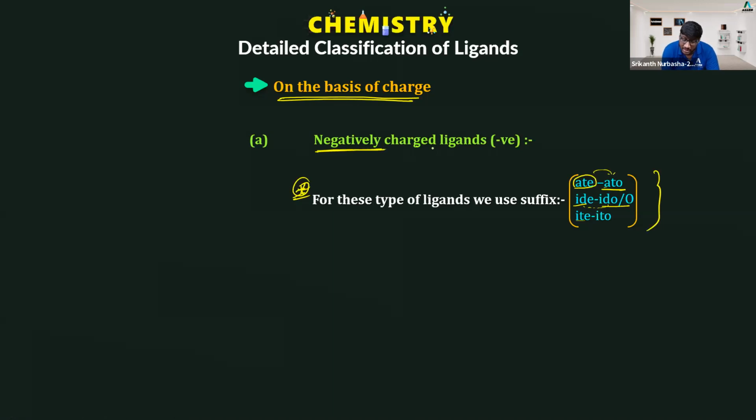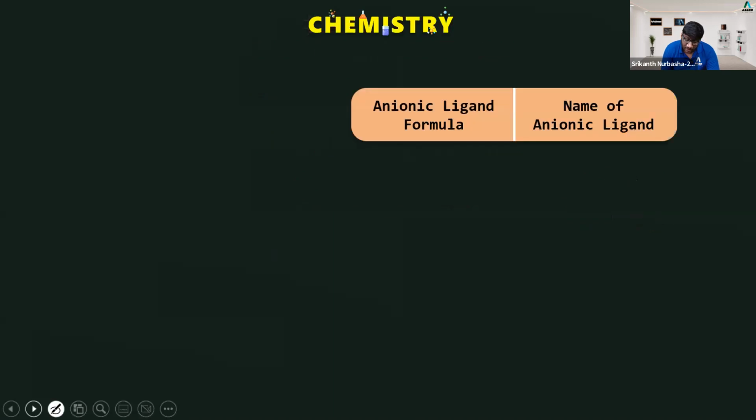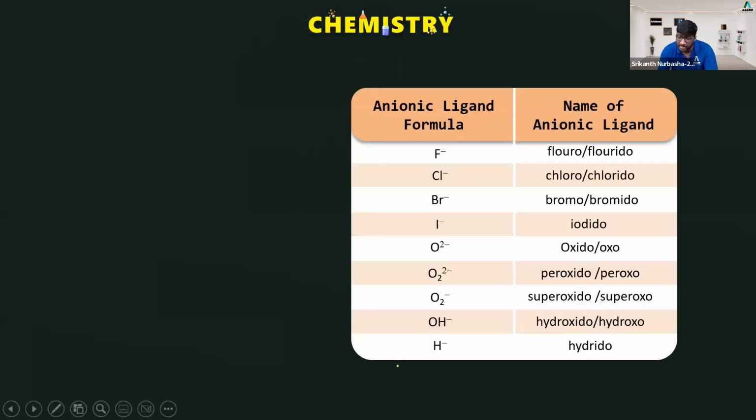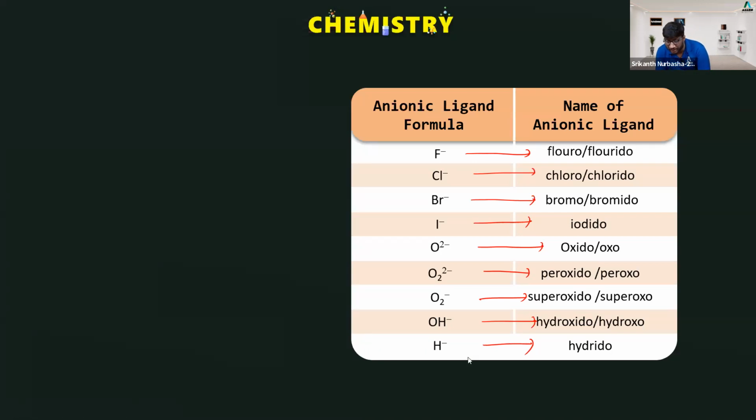This is the scenario for negatively charged ligands. Write down this ligands list. F minus, fluoride, fluorido or fluoro. Cl minus, chloro or chlorido. Br minus, bromo or bromido. I minus, iodido. O 2 minus, oxido or oxo. O2 2 minus, peroxido or peroxo. O2 minus, superoxido or superoxo. OH minus, hydroxido or hydroxo. H minus, hydrido. Write down this, very, very important. Names are important while you are writing the IUPAC nomenclature. Studying the IUPAC nomenclature, names are important.